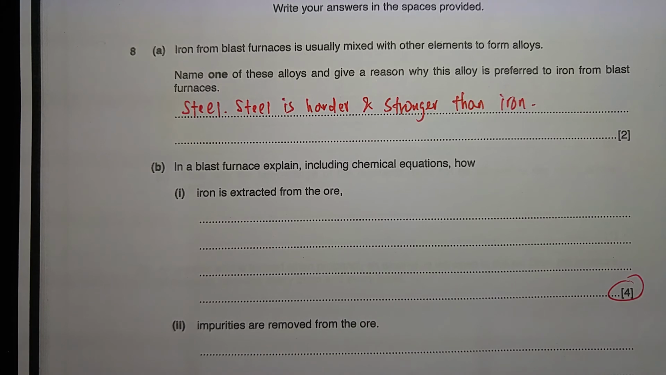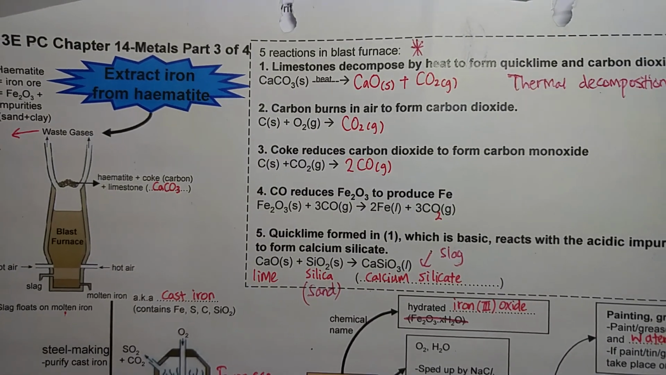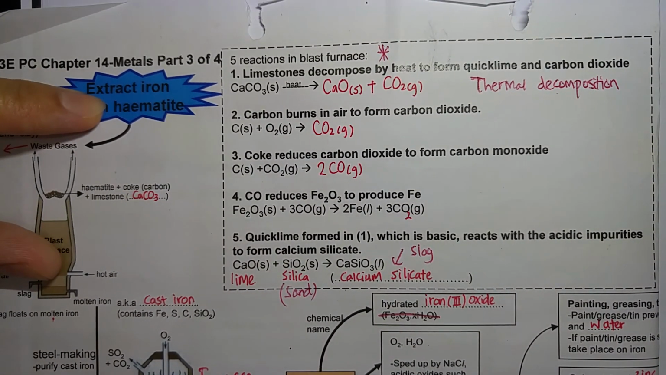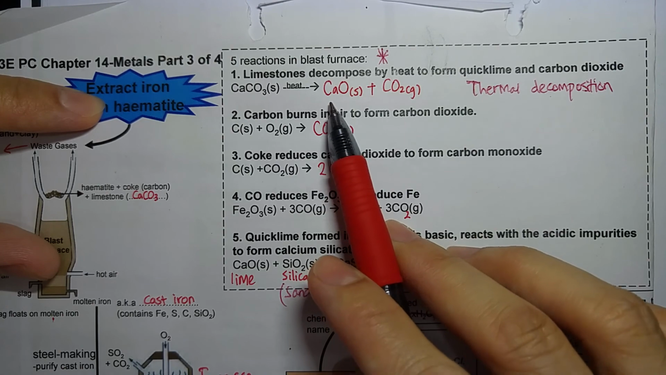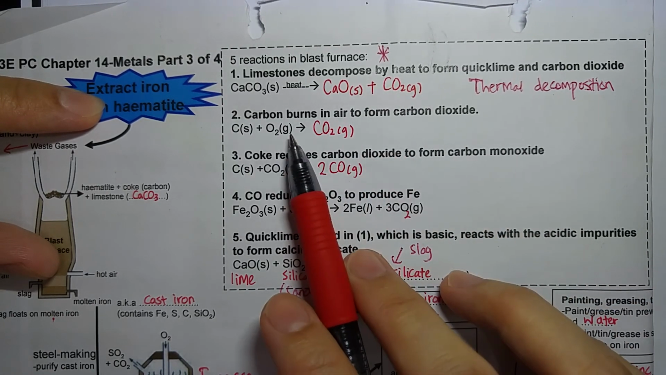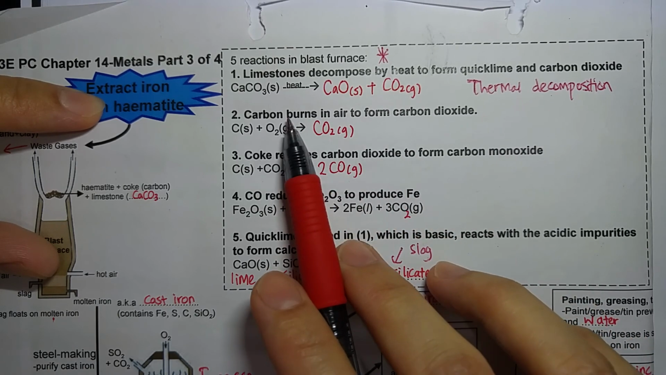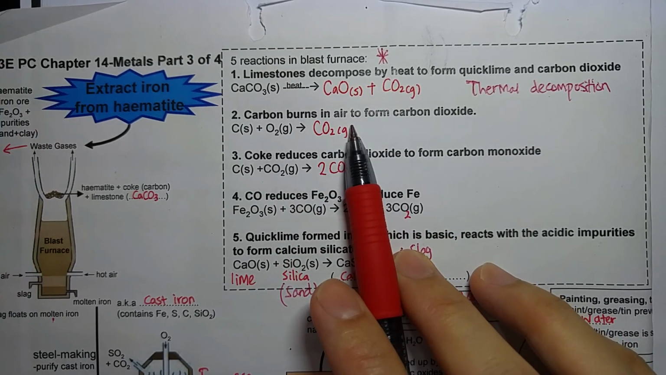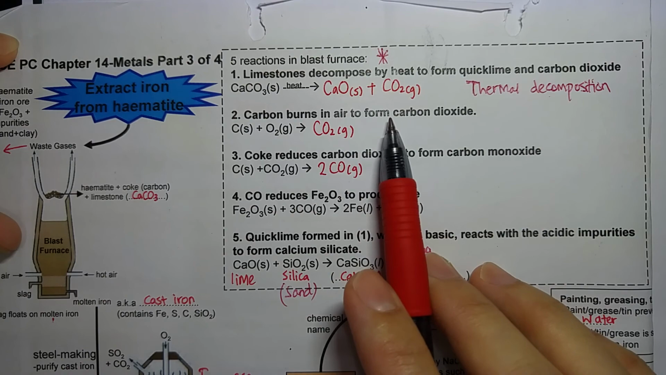Okay, remember in the blast furnace there are 5 chemical equations. So it starts out with the limestone decomposed to form quicklime as well as carbon dioxide. So these are the 5 chemical equations that I talk about. The first one is a thermal decomposition of limestone to form quicklime and carbon dioxide. Then after that, the carbon from the coke burns in the air to form carbon dioxide.